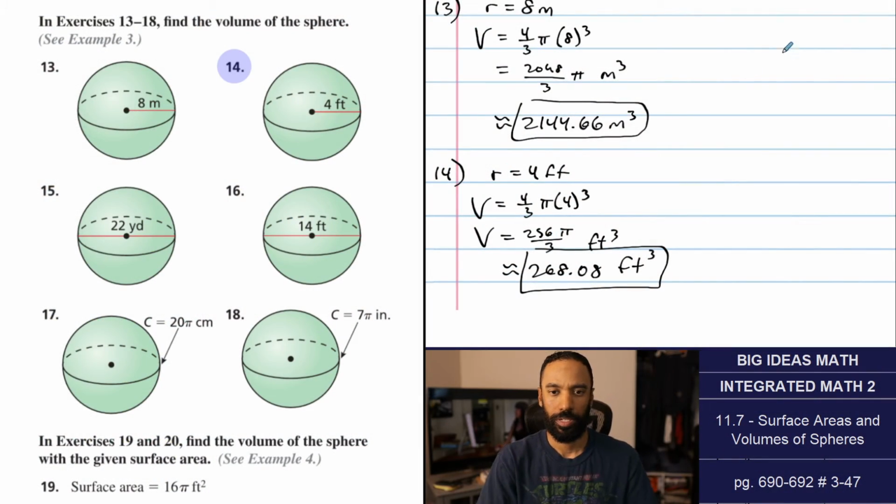All right, so they're the same, right? So we'll say 268.08. So that was a similar solids thing that I kind of worked out, if that makes sense. That's what I was going with there. So cubic feet, and that is the answer to number 14.